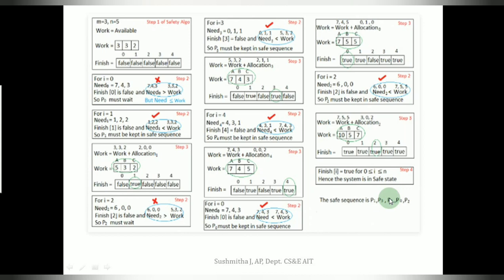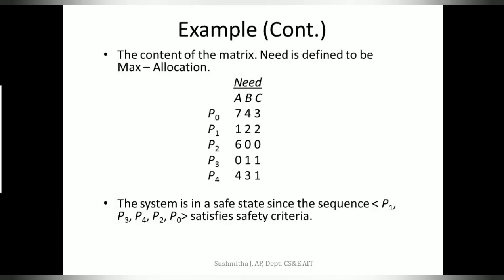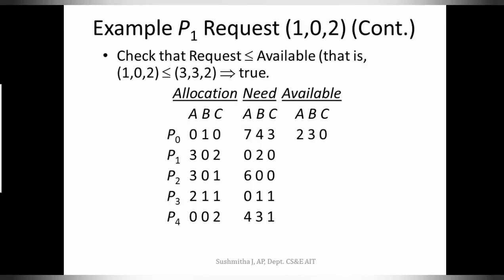You may get a problem giving this system and asking you to derive the safe state. So this is the safe state: process P1 followed by P3, then P4, then P2 and then P0. If the execution happens in this particular sequence, it will leave the system in the safe state. Therefore, it is also a deadlock free state. We have seen the example of the safety algorithm, how the algorithm works and how we come up with a safe sequence.